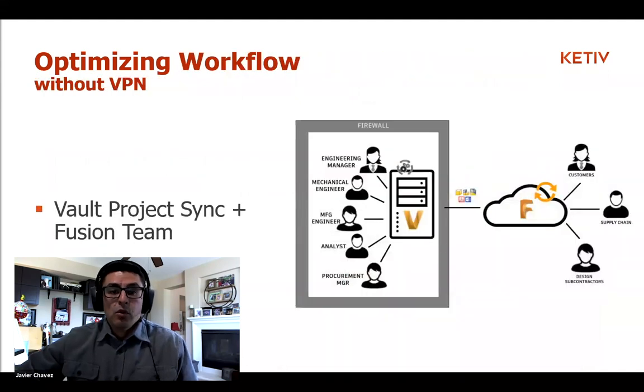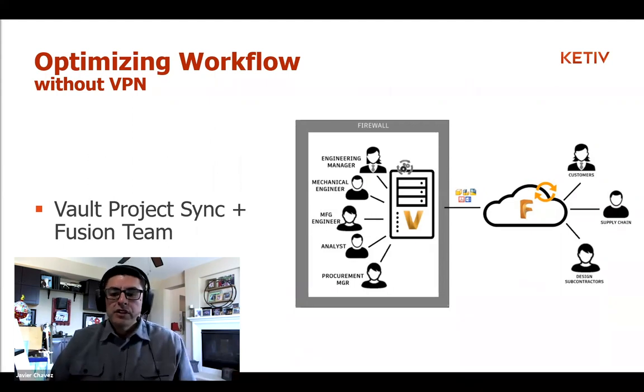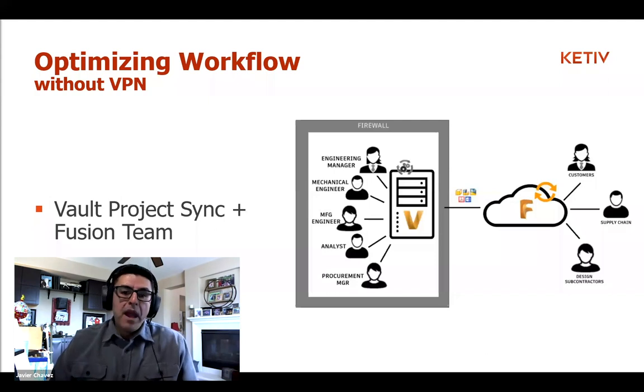With that said, what if you don't have VPN and you can't get behind the firewall of your organization? Vault has a tool called Project Sync, a feature that provides file and folder synchronization between Vault and supported Autodesk cloud drives. Fusion Team is one of those cloud drives, BIM 360 as well. This capability enables Vault users, most likely somebody on site, to either automatically or manually synchronize your desired files from a folder in Vault into a folder in the cloud drive.